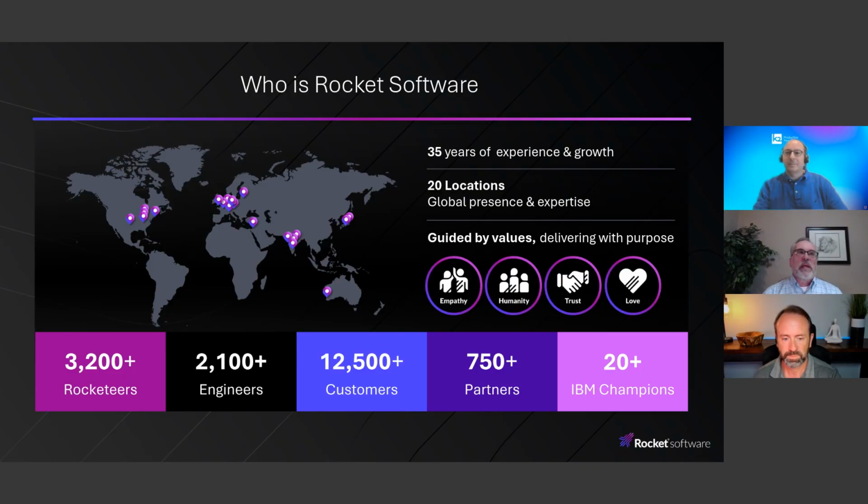And another thing that really gives us a lot of credibility, I believe, in the mainframe market space is that we have over 20 champions. And this is a very exclusive club, if you will, that recognizes expertise, but also your evangelization of the mainframe platform. All of this is driven by our guiding principles of empathy, humanity, trust, and we practice that internally, and we also practice that with our customers and our partners.